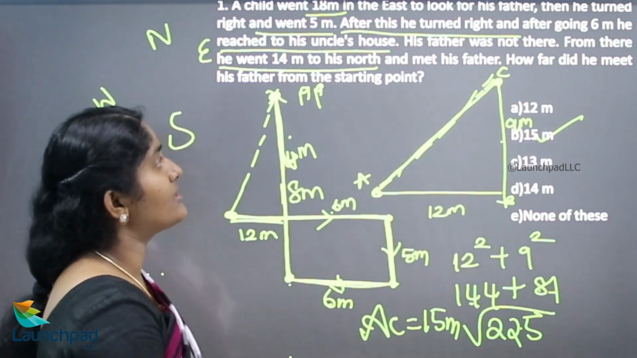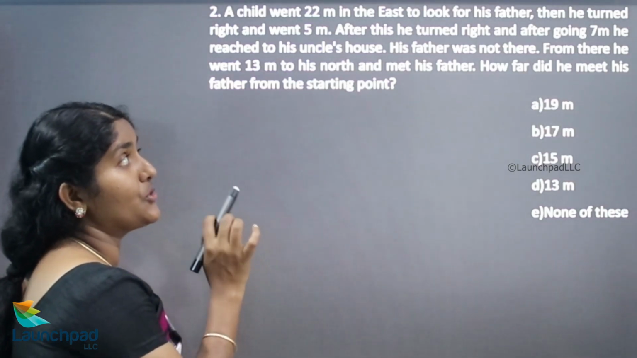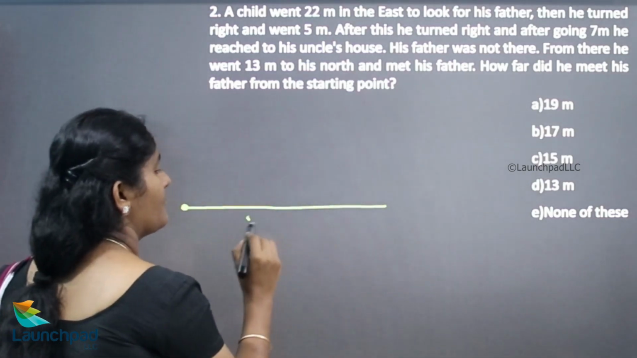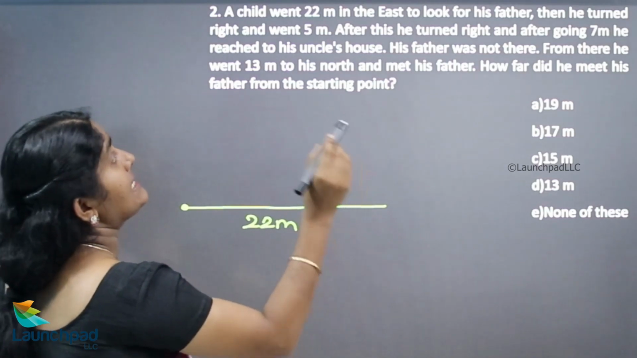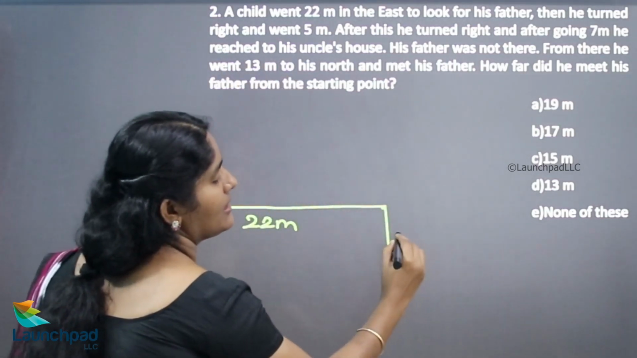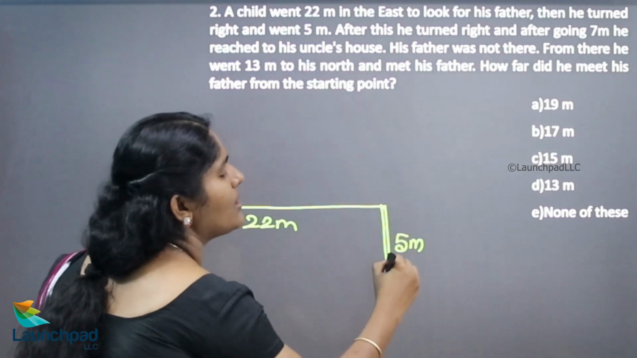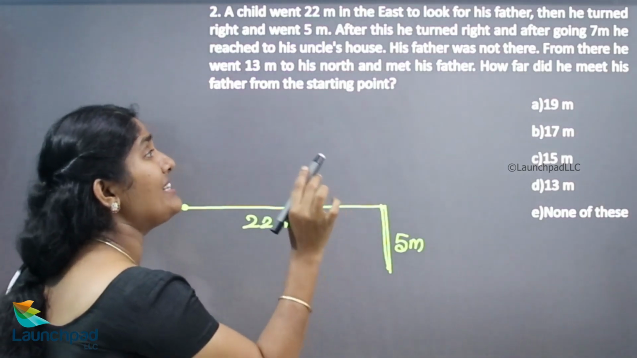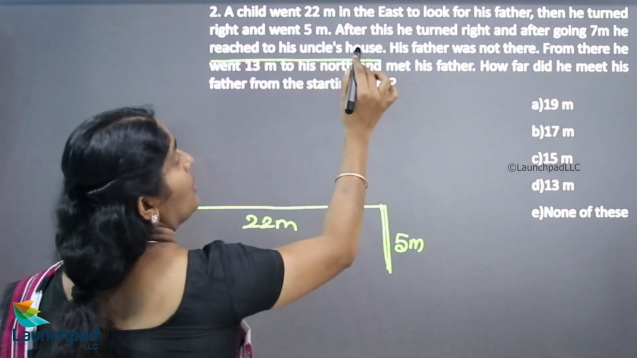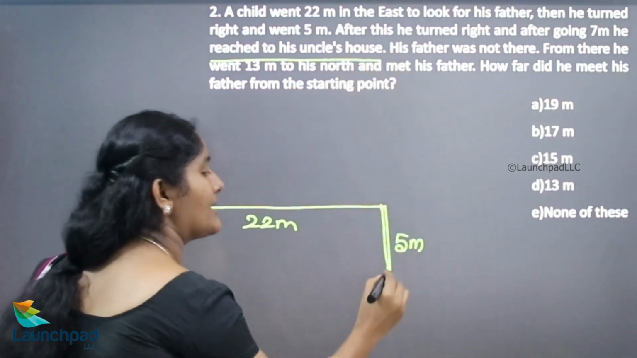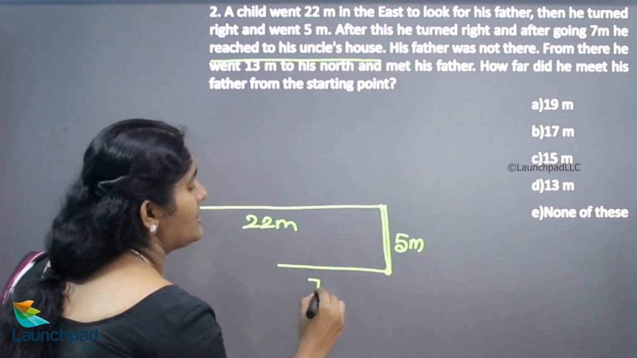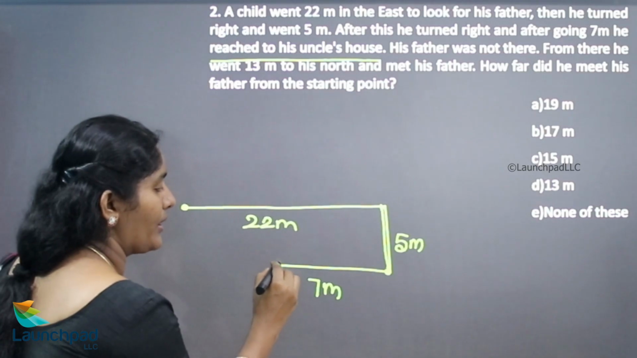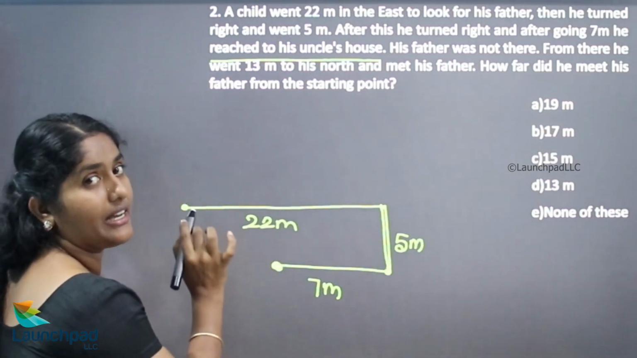Your next question is, a child went 20 meters in the east to look for his father. 22 meters east. And then he turned right and went 5 meters. Turned right means towards the southward direction. Now after this he turned right and after going 7 meters he reached his uncle's house. This point is indicated, the child's uncle's house.